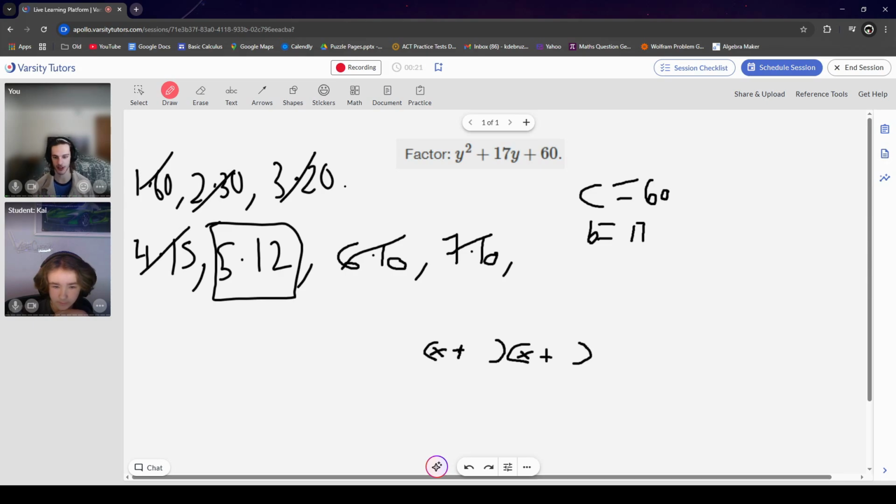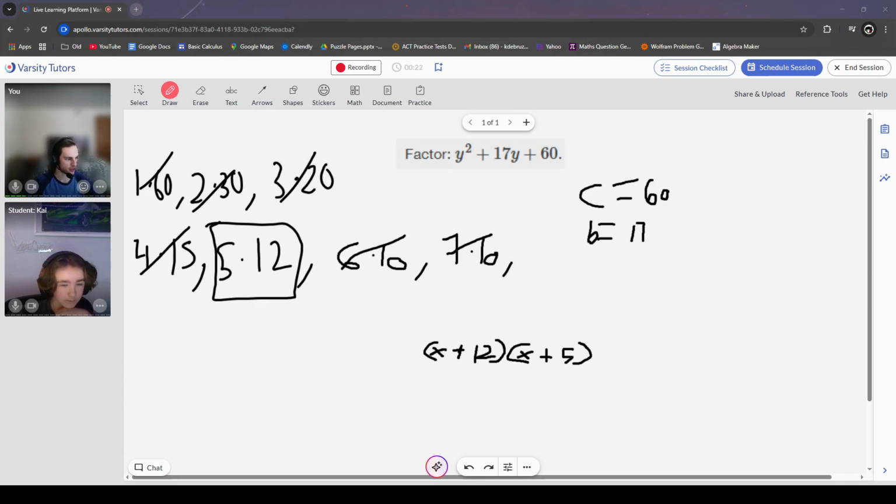How will we write out the final form? I feel like 12 would go here. Yeah, it doesn't matter the order. It only matters that you have the signs correct. And yeah, they'll be positive. So that's all good. Very good.